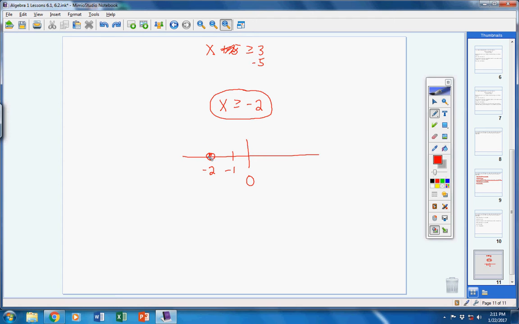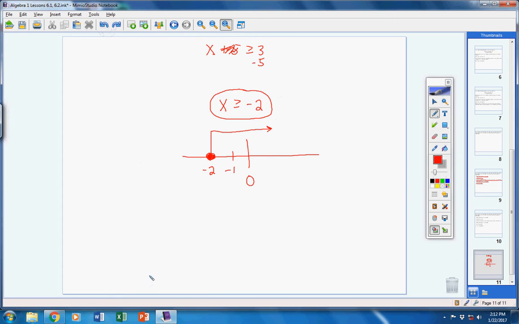So we have equal to. X is greater than negative 2, so we go this way, and then this way, and that's your answer. So do you see how we don't just have one number for an answer, we have a set of numbers for our answers. Every number over here, on and on forever, is part of the solution set. Any number over here, going on and on forever, is not part of the solution. Okay? And so, there we go. That's how you would solve that inequality.